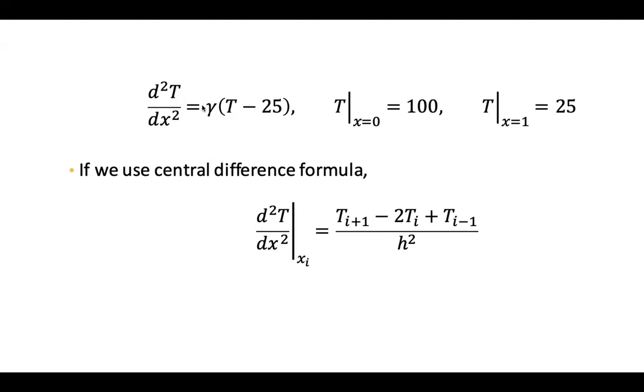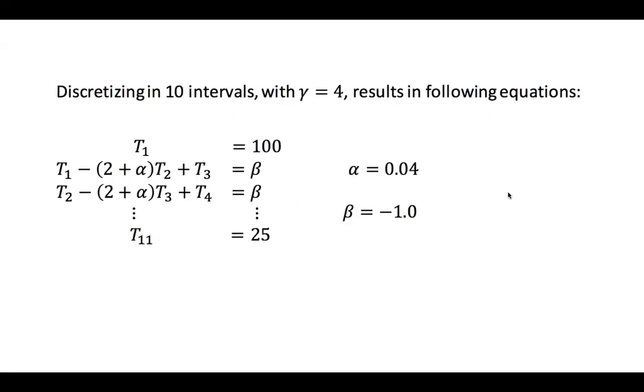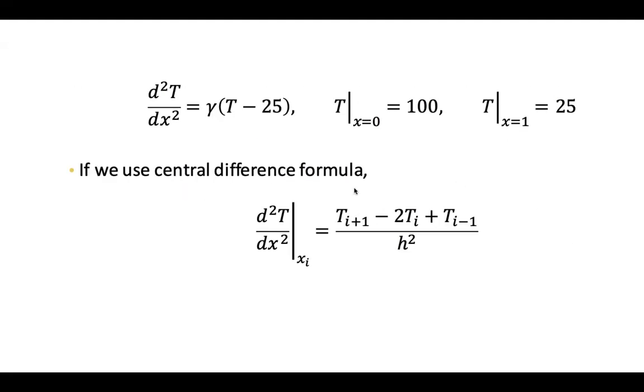If you're trying to solve this problem, the ideal way is using the central difference formula. You'll be getting an equation like this. This d square T by dx square can be written like this, and that can be written as gamma times (T minus 25).